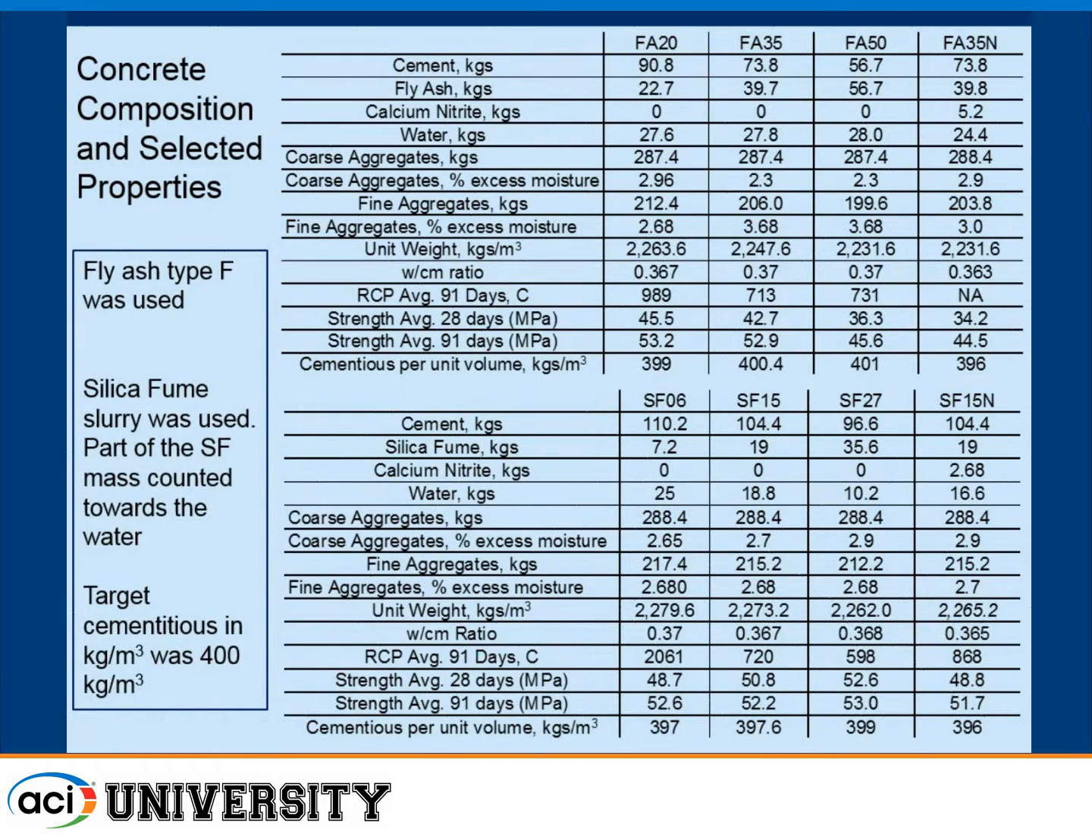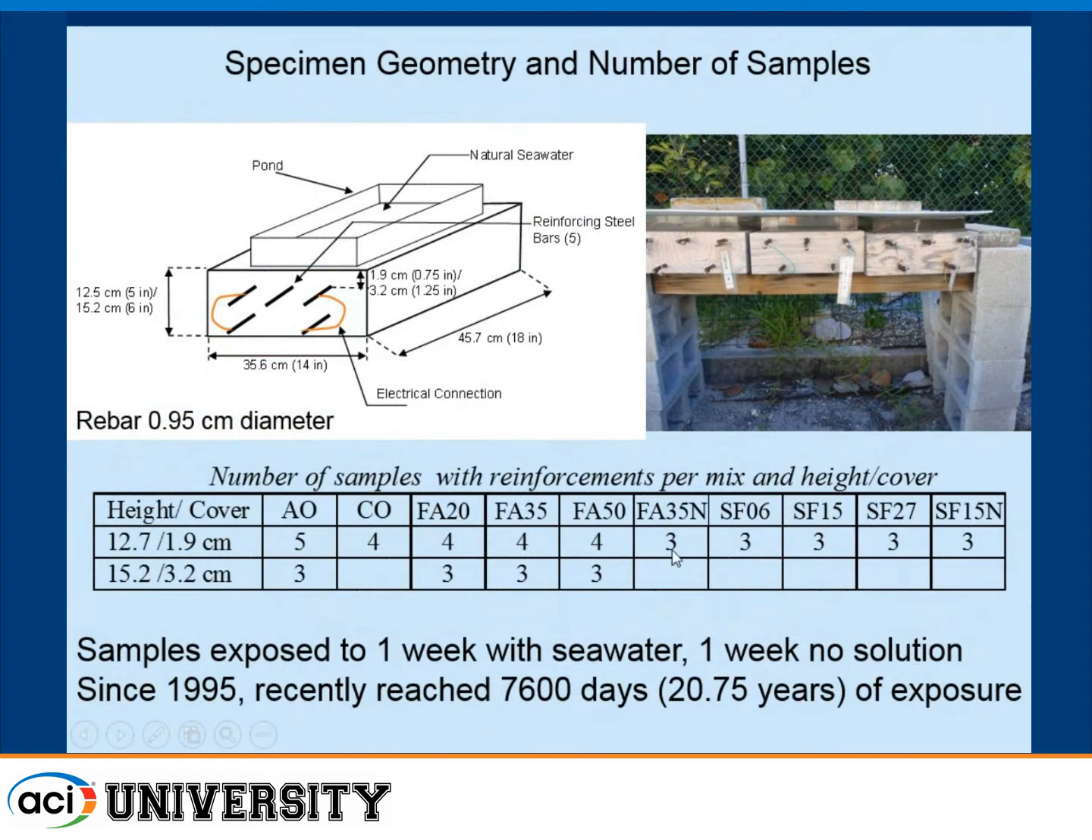And the other thing that I forgot to mention probably is that the type of fly ash that was used is type F fly ash. So this is the type of specimens. They contain 5 rebars of 0.95 centimeters in diameter. And there were a large number of specimens that were prepared for each one of the mixes.